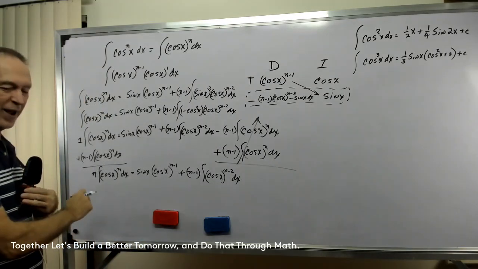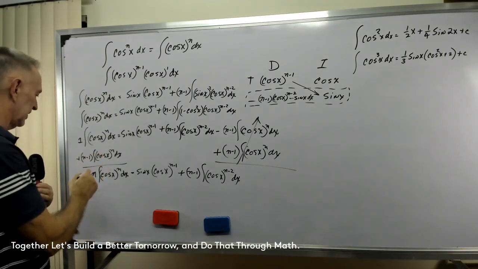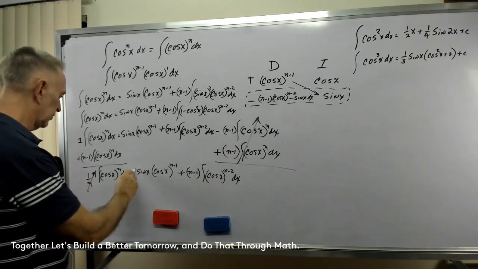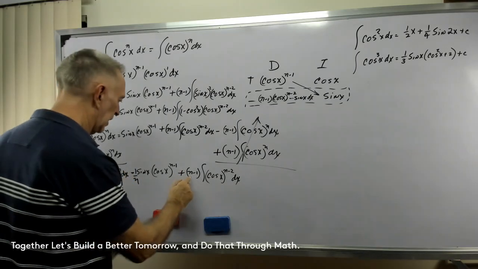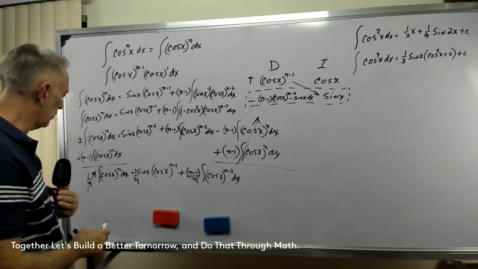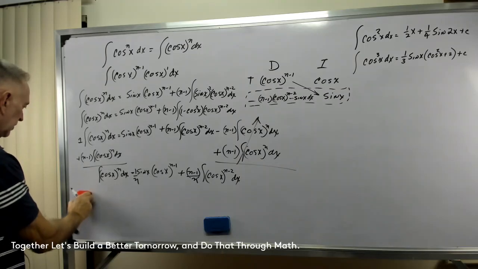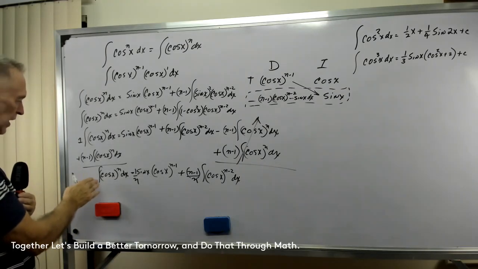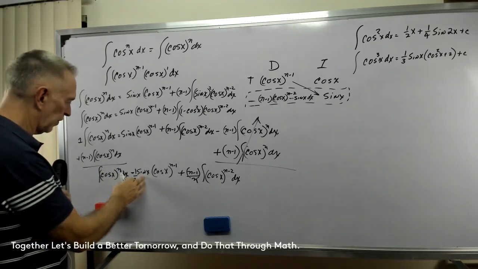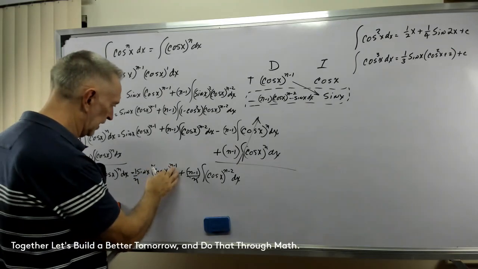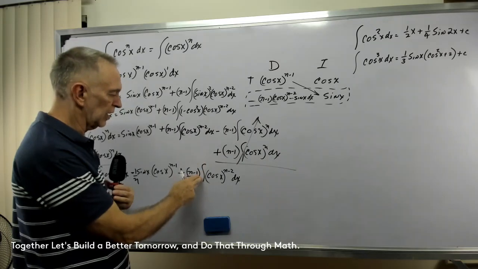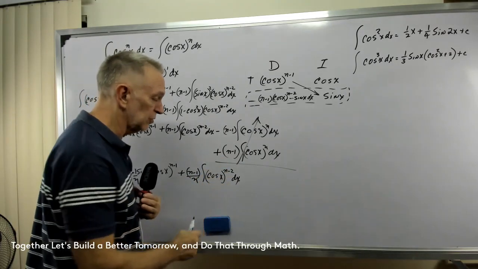Well, I don't want to know how many n of them there are. I want just one. So let me multiply this by 1 over n. So that cancels. Here's 1 over n. And I'll just divide that one by n, the same as multiplying by 1 over n. So these cancel. And that's what I'm left with. The integral of cosine x to the nth power equals 1 over n sine x cosine x to the n minus 1 plus the fraction n minus 1 over n times the integral of cosine x to the n minus 2 dx.